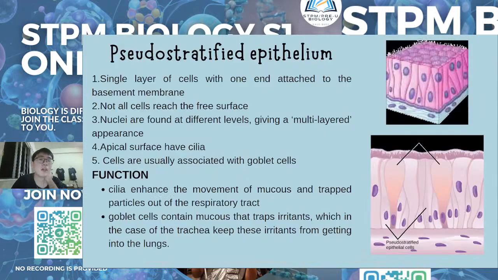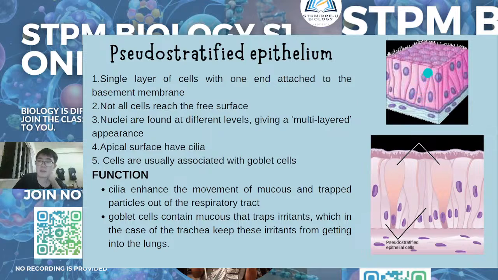Okay, next we go to the pseudostratified epithelium. This one is very special, because if you see the structure, it seems like it contains many layers, but actually it only has a single layer. Just the shape is irregular. It does not have a fixed shape, compared to the other types you just studied, squamous, cuboidal, and columnar, which already have fixed shapes.